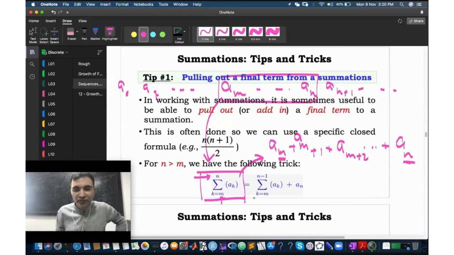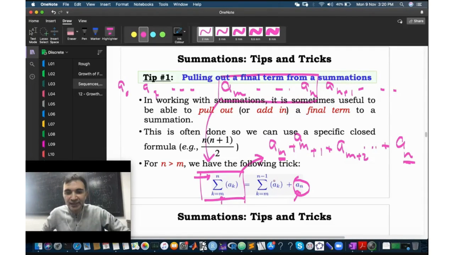So one of the tricks in finding this sum is that you somehow remove some of the terms. Here I have removed the last term, a_n, from the sequence. So the summation now runs from m to n minus 1. At times this helps you find the summation of the sequence. Okay, we'll see.